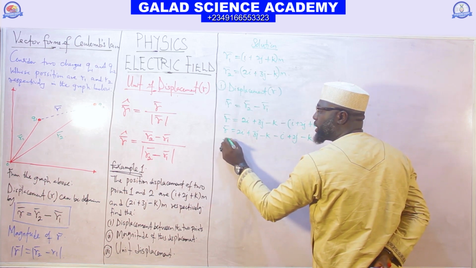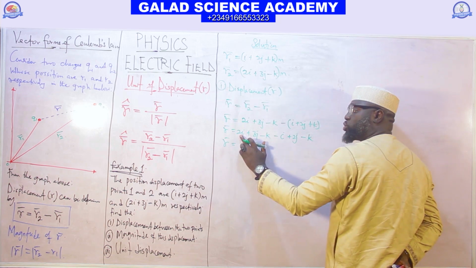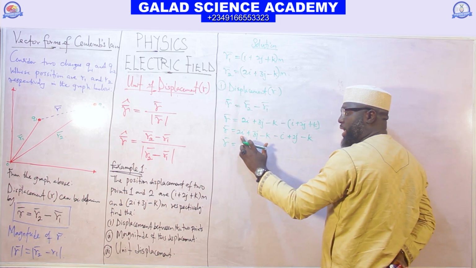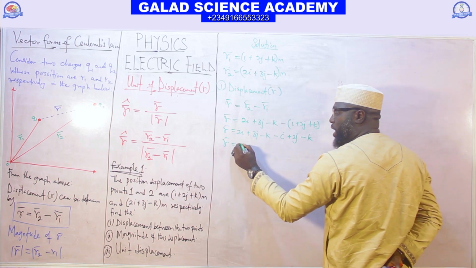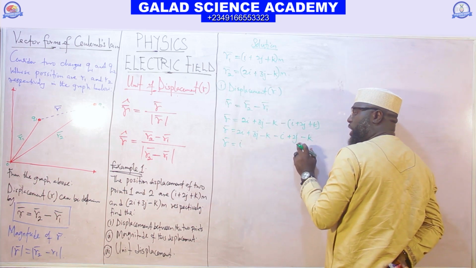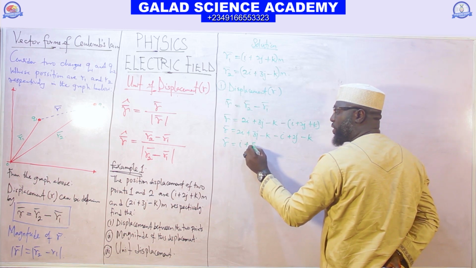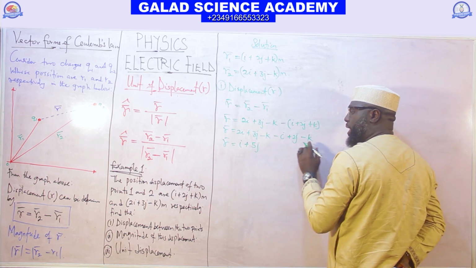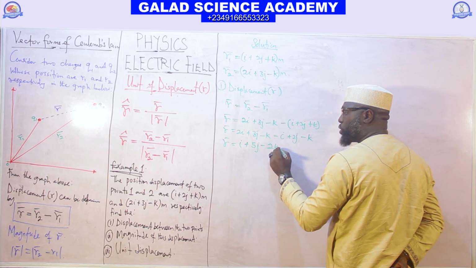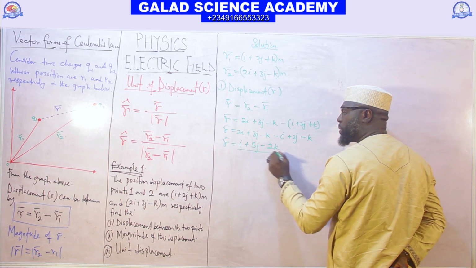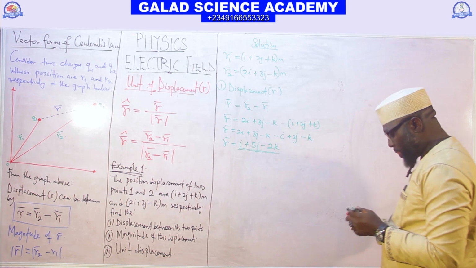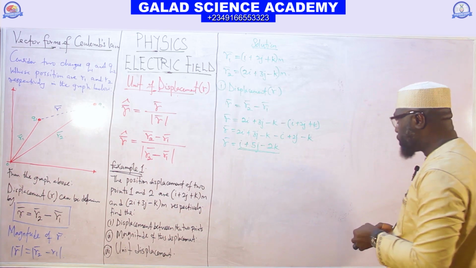By adding it together, how many i? 2i minus 1i gives 1i. How many j? 3j minus 2j gives 1j. How many k? Minus k minus k gives minus 2k. That is the displacement.